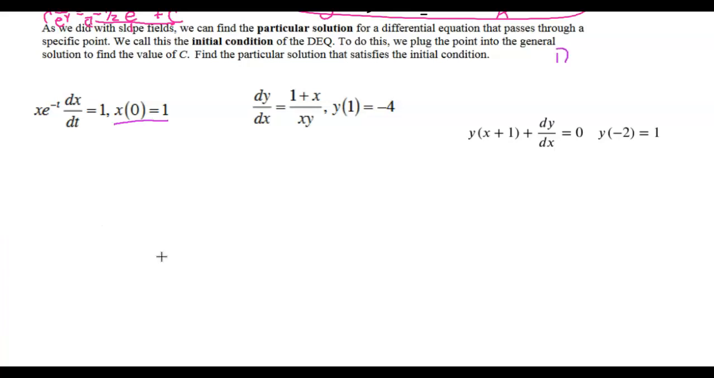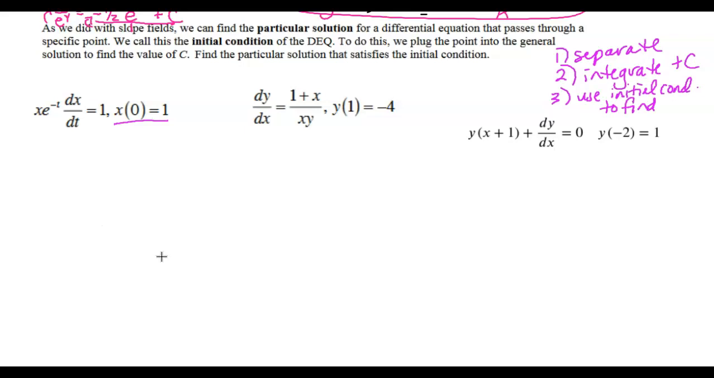So step 1 is to separate. Step 2 is to integrate. Don't forget your plus C. And step 3 is to use the initial condition to find C. Then you continue on with solve for Y.